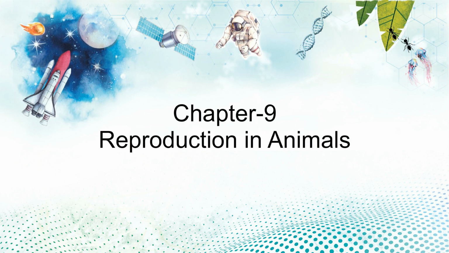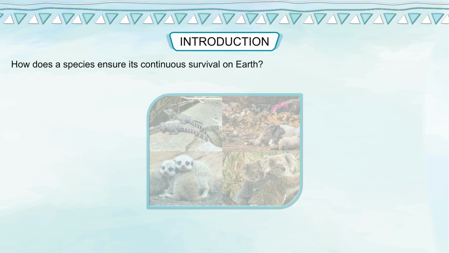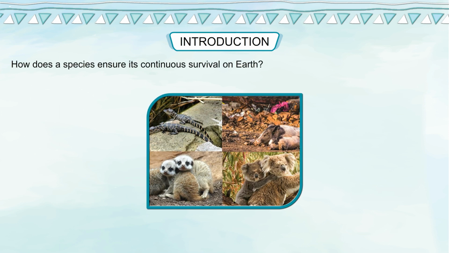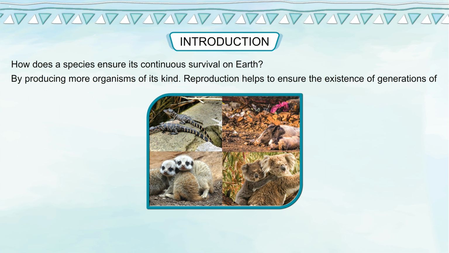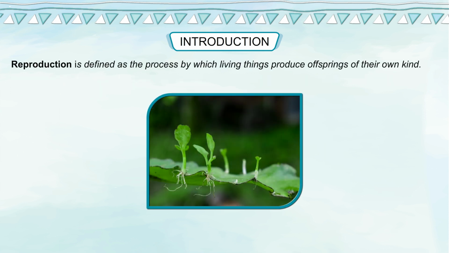Chapter 9. Reproduction in Animals. Introduction. How does a species ensure its continuous survival on Earth? By producing more organisms of its kind. Reproduction helps to ensure the existence of generations of animals and plants. Reproduction is defined as the process by which living things produce offsprings of their own kind.